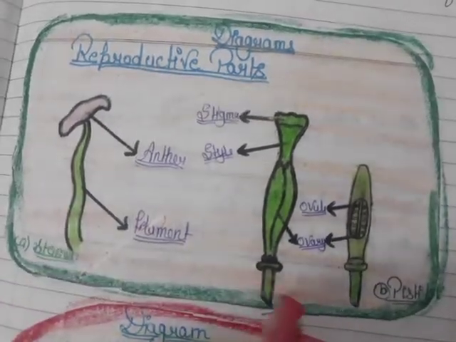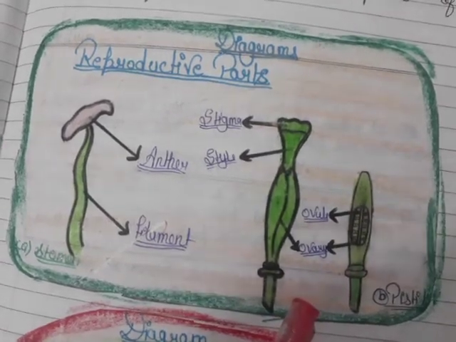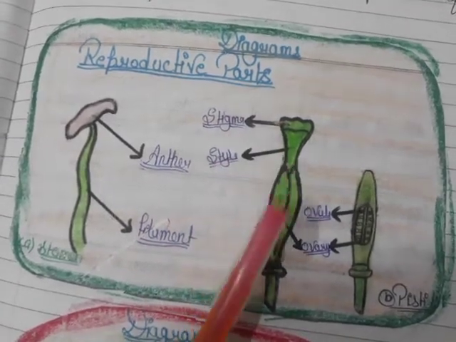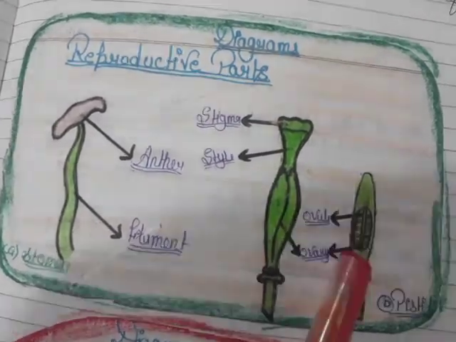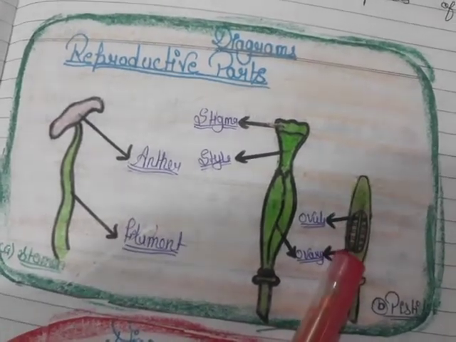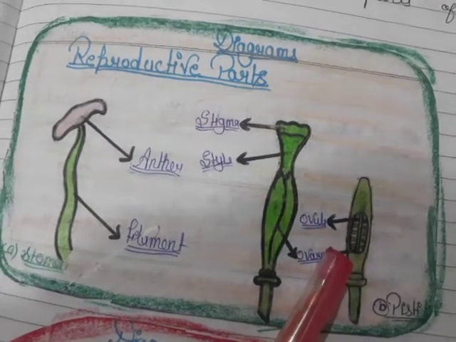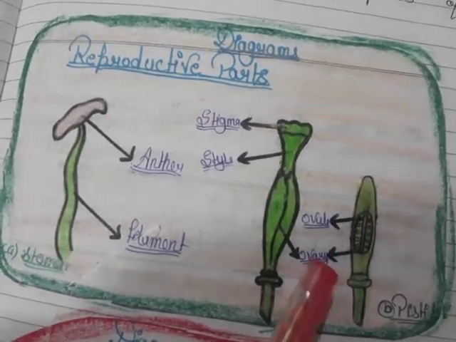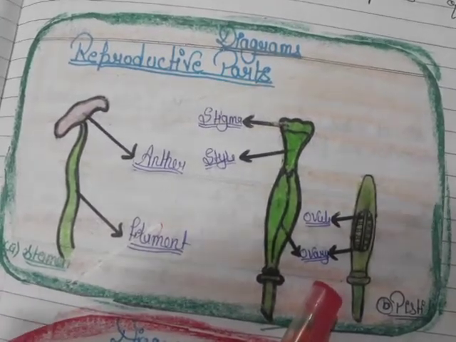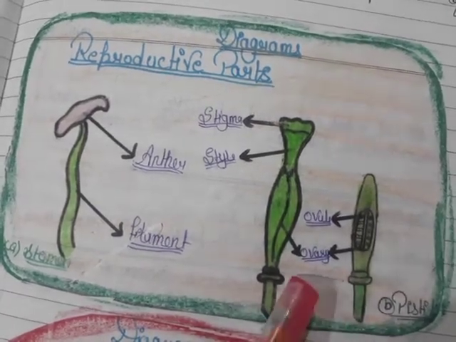The pistil means the female reproductive part of the plant. It consists of the stigma, style and ovary. The ovary contains one or more ovules. The female gamete, or egg, is formed in an ovule. In sexual reproduction, a male and a female gamete fuse to form a zygote.